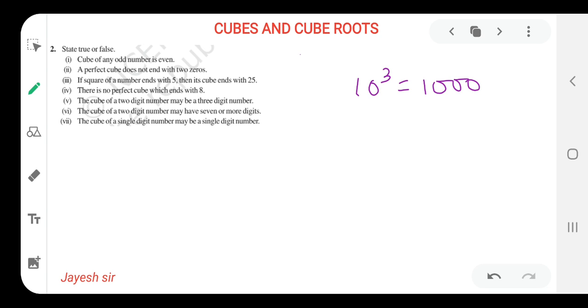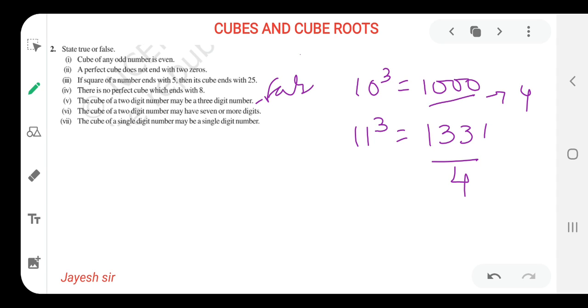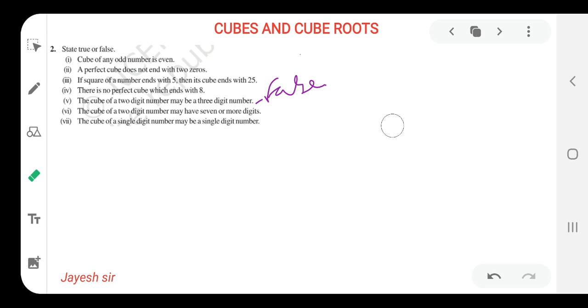For better understanding, we can find the cube of 11 also. 11 cube is 1331. Again here 4 digits are there. That means the statement given over here is false. I hope you all might be getting it. And why we are writing false, I have explained with reason also. Let us begin with the next sum.